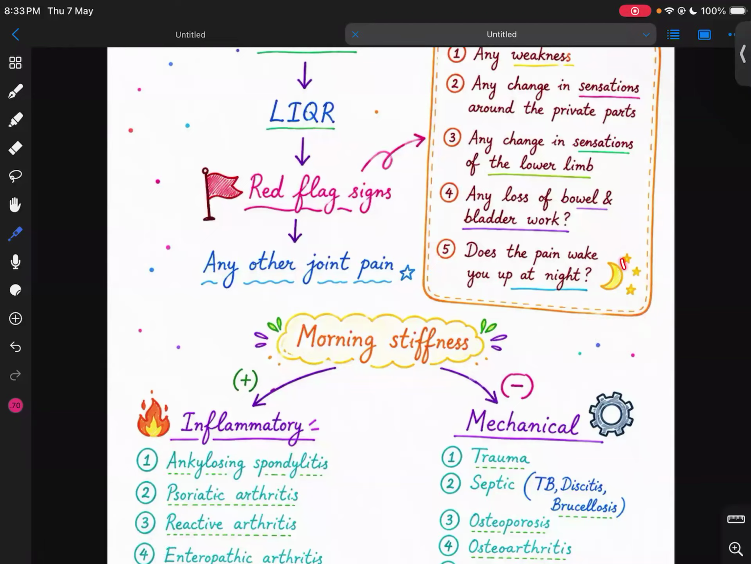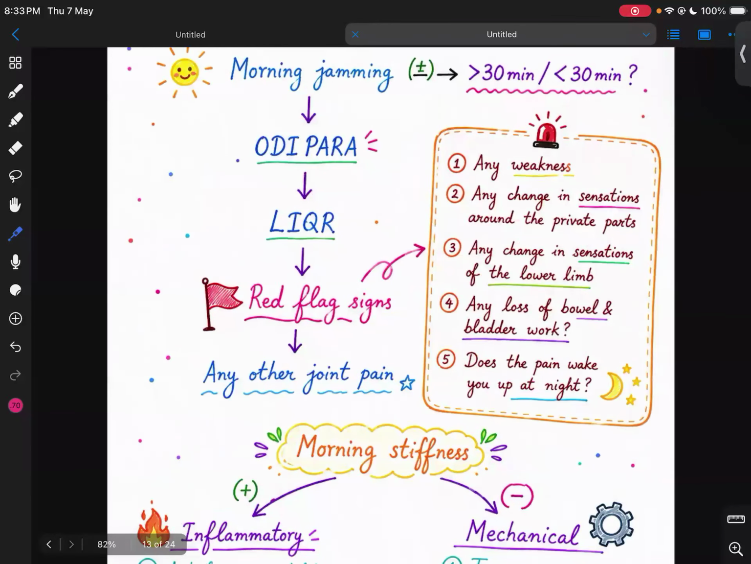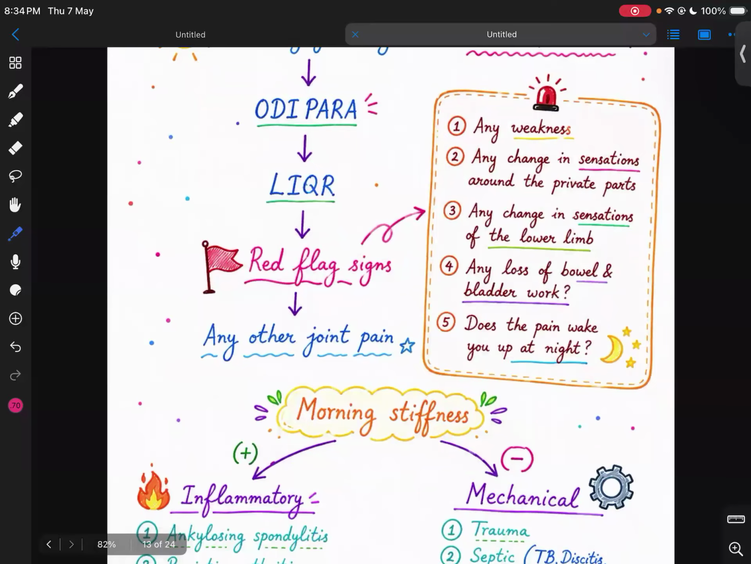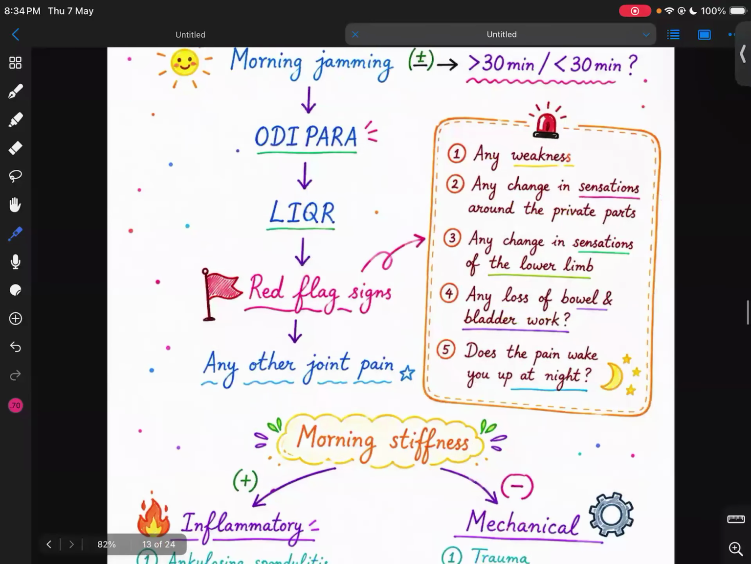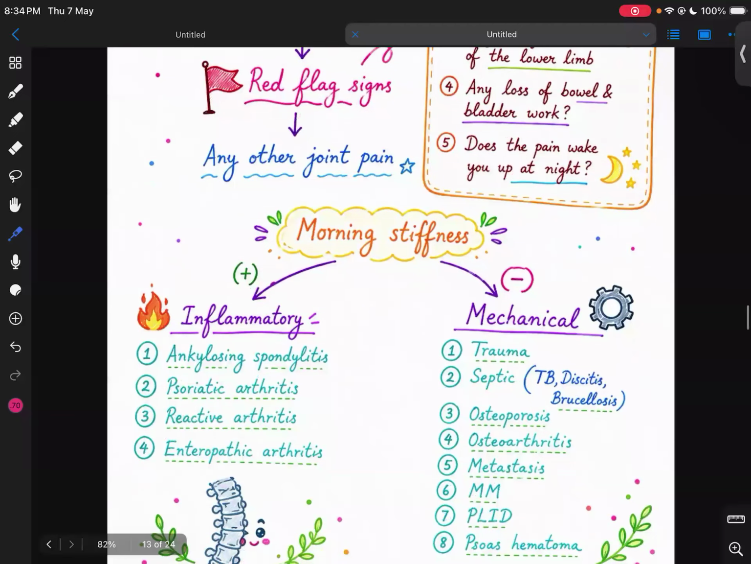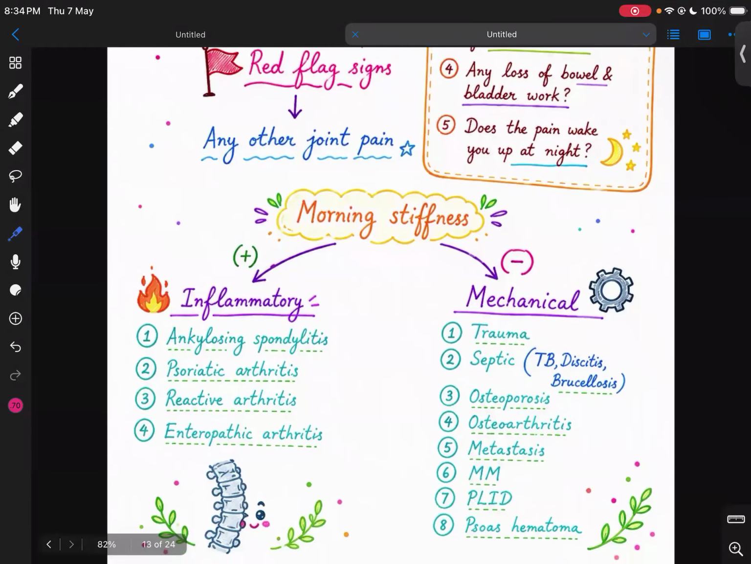Sorry. So never forget to ask this question. It is better to memorize all the 5 questions that are the red flag signs. Then the next question is, is there any other joint pain? Based on the presence or absence of morning stiffness, we can divide the causes of low back pain into 2 types. One is inflammatory, another one is mechanical.